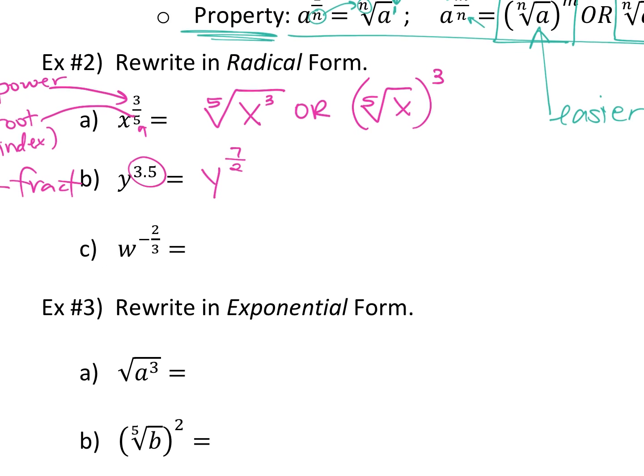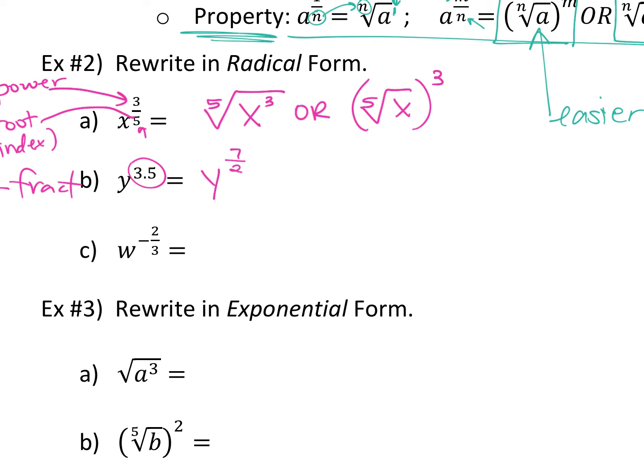Okay, so if it's y to the 7/2 power, that is a root of 2. So that is a square root of y, and then to the 7th power. Or if you like to write it the other way, you could also write it the square root of y and take that whole thing to the 7th power. Okay. Again, I think this one looks a little nicer. So I would probably write that one this way, but they're both correct.